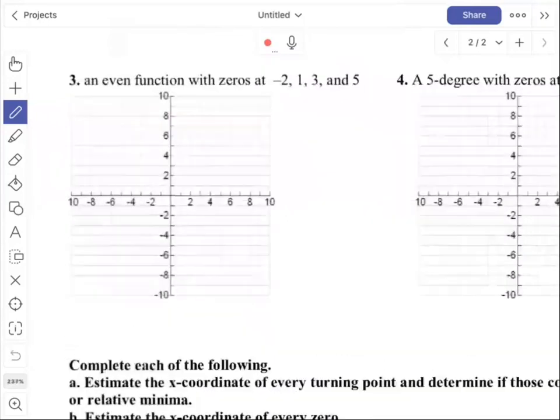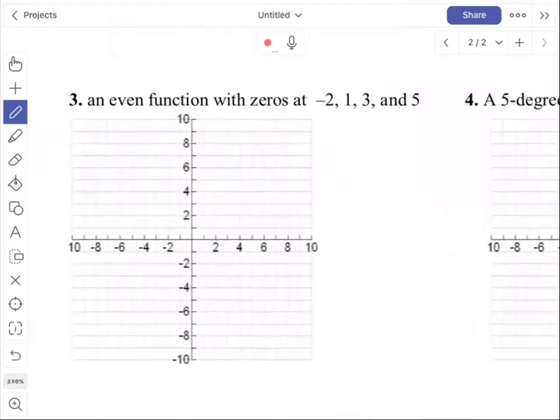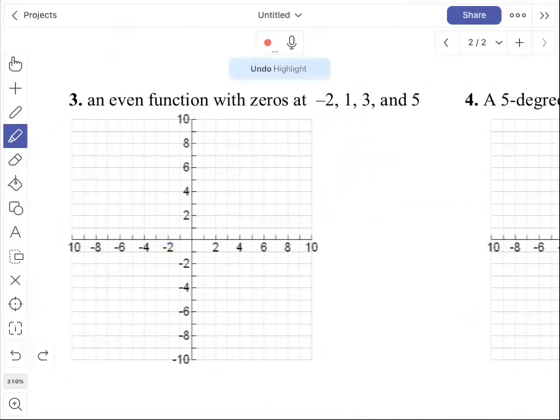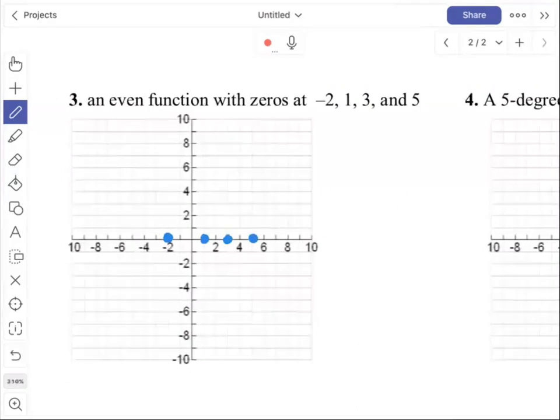All right, so number 3, we want to make a graph that's an even function with zeros at -2, 1, 3, and 5. All right, so we have -2 is a 0. So I'm going to go ahead and make sure my graph hits the x-axis at -2, at +1, at 3, and at 5. And for it to be an even function, I know the end behavior has to either both go up or both go down at the ends.